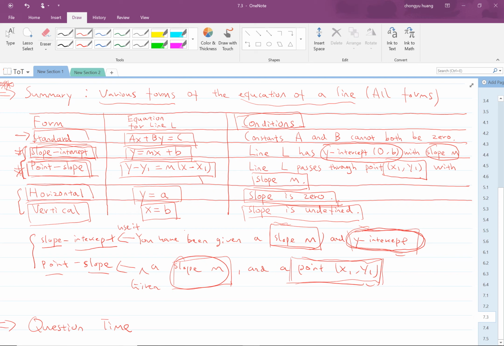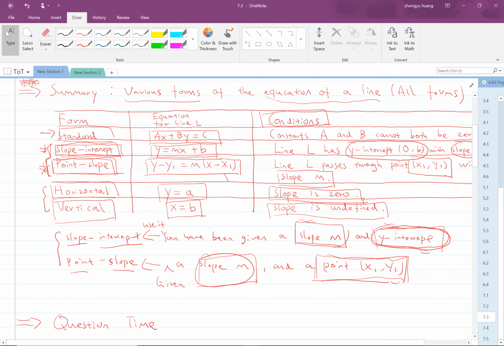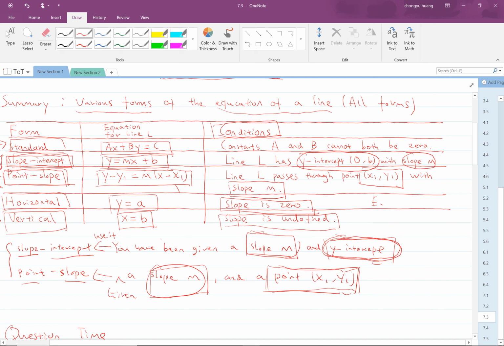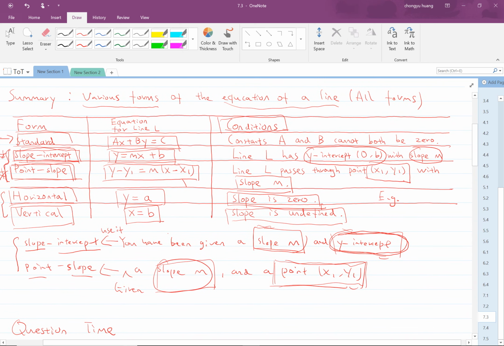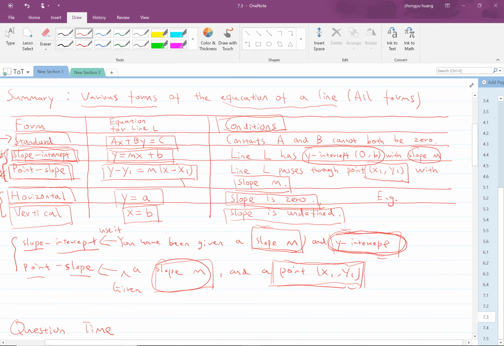Okay, let me give you some examples here, to give you some idea of how the horizontal looks, as we mentioned before. The horizontal is always looking something like this.